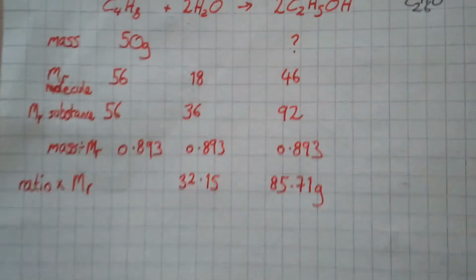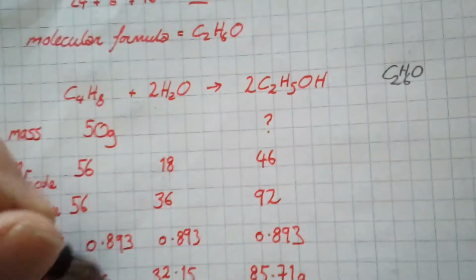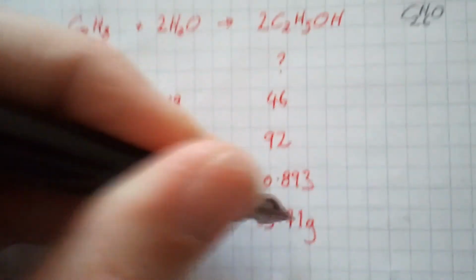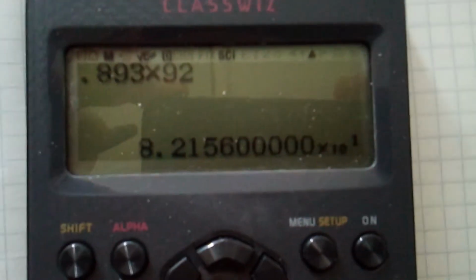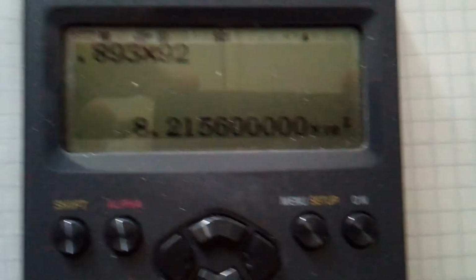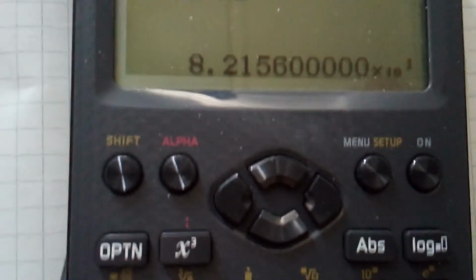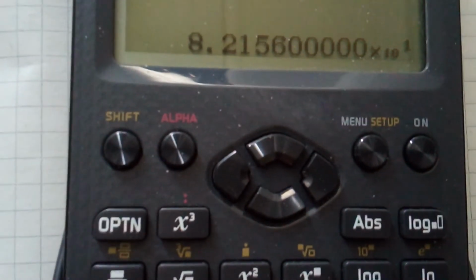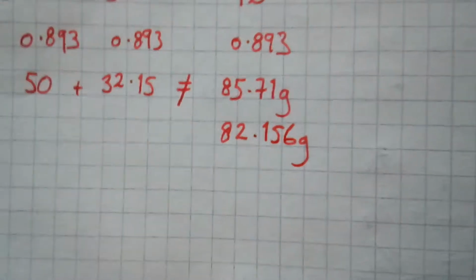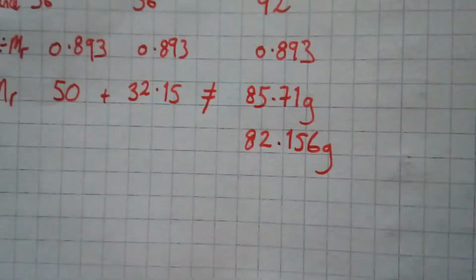That's not going to work out. Hang on a second. I'm really glad I checked, because 50 plus 32.15 does not equal this. It means I've gone wrong somewhere. So I went back to my calculator. I did 0.893 times by 92, which actually gives me 82.156 grams. 50 plus 32.15 is equal to 82.15. That works. So I think I put 96 in instead of 92.